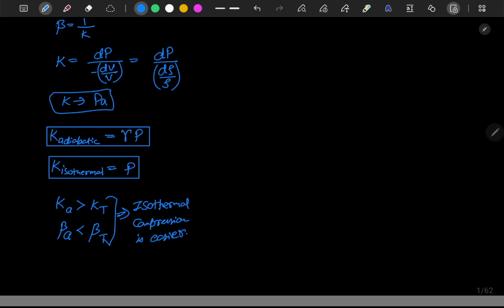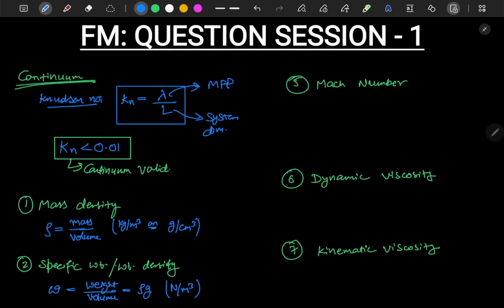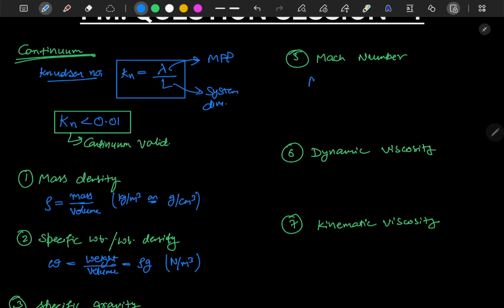Now let's talk about the next property, that is Mach number. Your Mach number is defined as velocity of fluid upon speed of sound, velocity of fluid divided by speed of sound, of course in the same medium.